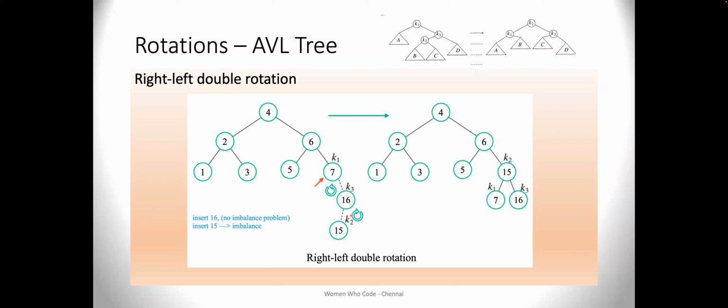So what did we do? We have to move this 15 as the parent and push this 7 down as the child, and this will remain as is. So 15, 7, 16. So now the balancing factor is intact, binary search tree properties are intact. So we are good about it. Okay. So this is how we solve right-left double rotation.